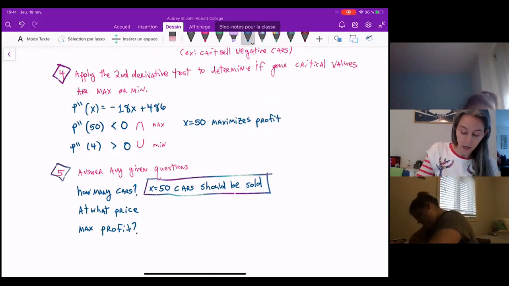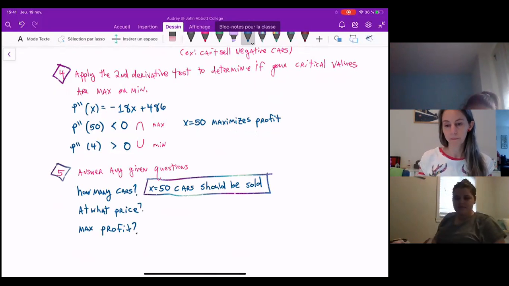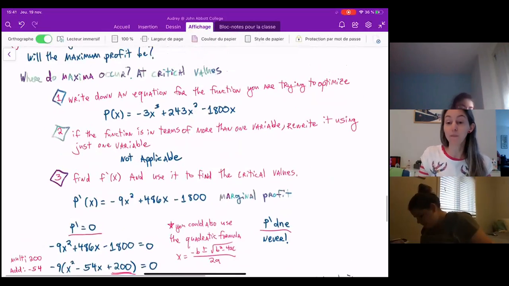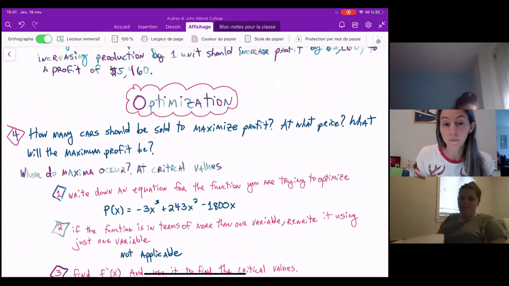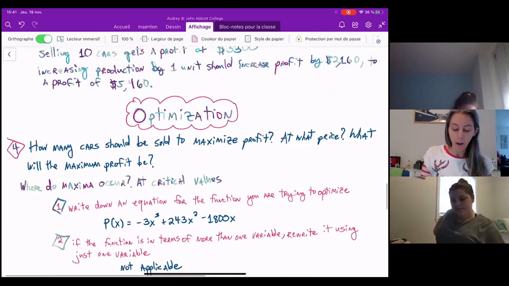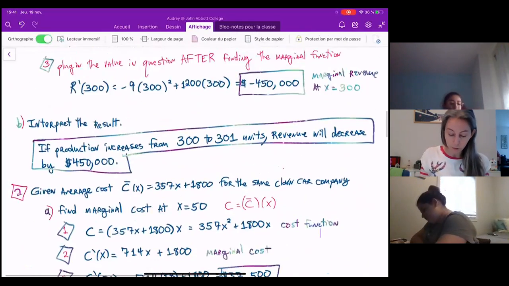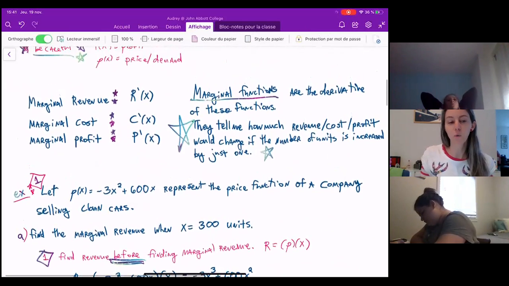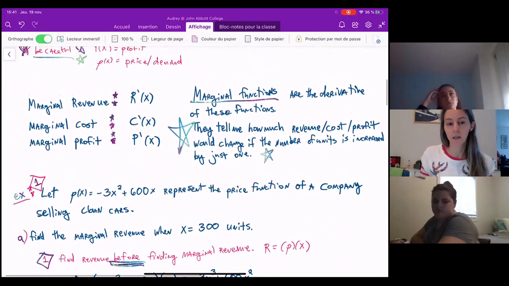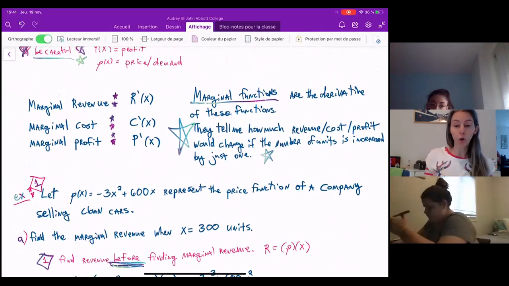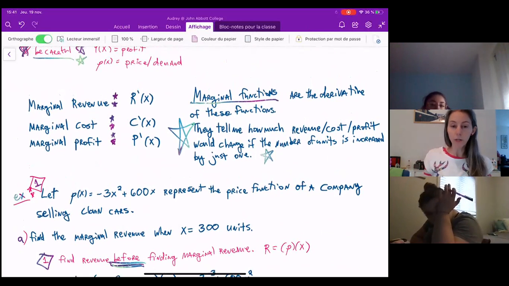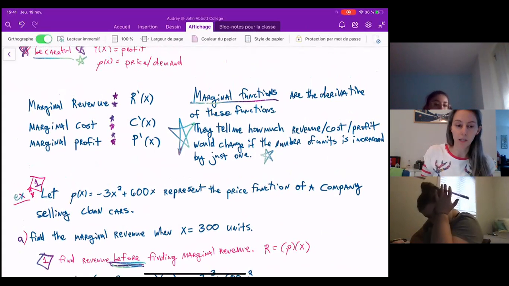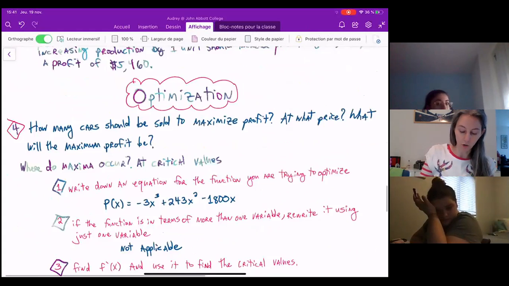At what price? Do I have my price function? If we go back, remember, this is the same problem that we've been doing all class. I've literally done one problem this class. So if we go back, my price function was actually the very first thing that we were given: negative 3x squared plus 600x. So price, remember, is also revenue equals price times number of units. So I could also get it from my revenue function. But here I have my price function, so I'm going to plug into that.